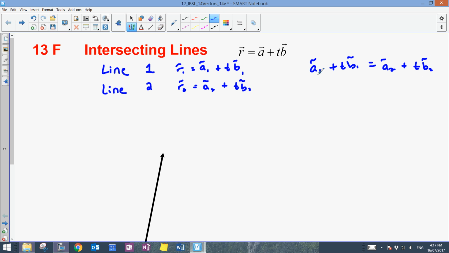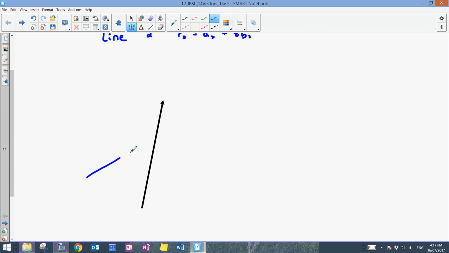That would mean we set the X components equal and the Y components equal, and then solve for our scalar T in this case. Again, that would work for whatever two vectors we have, trying to figure out what that point of intersection is.